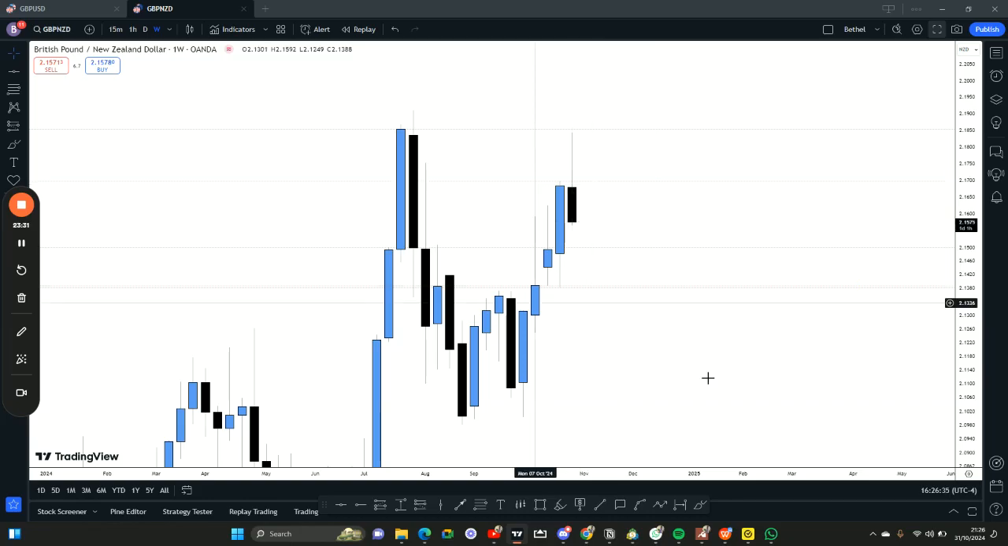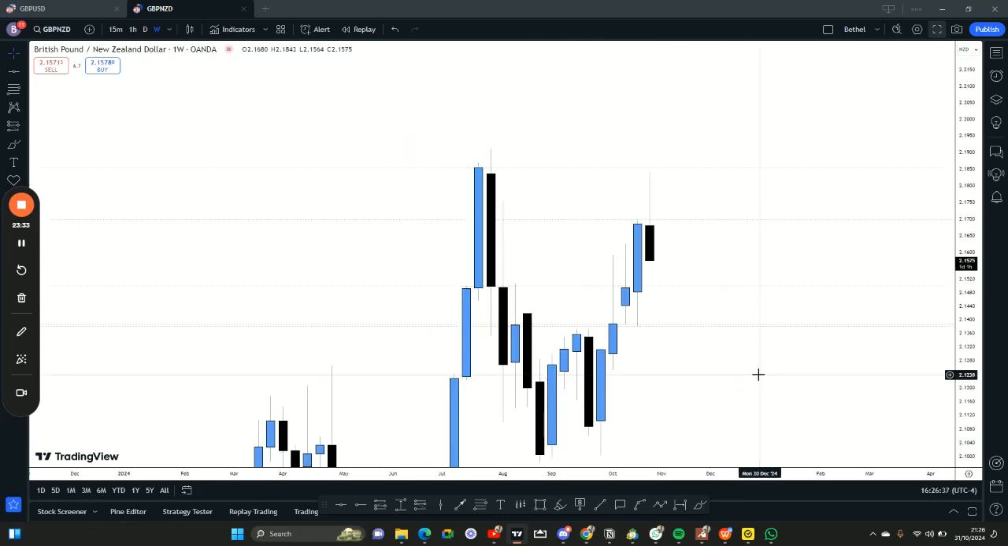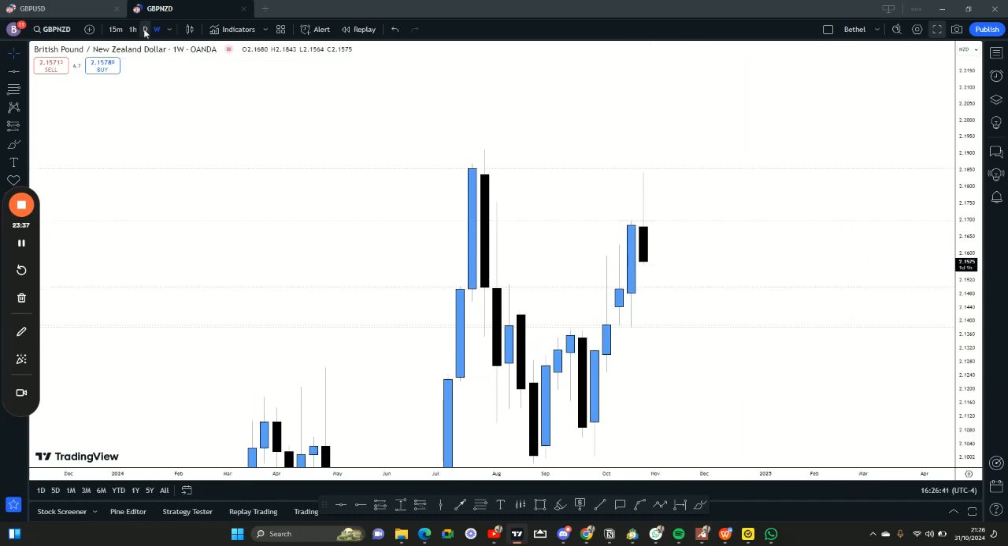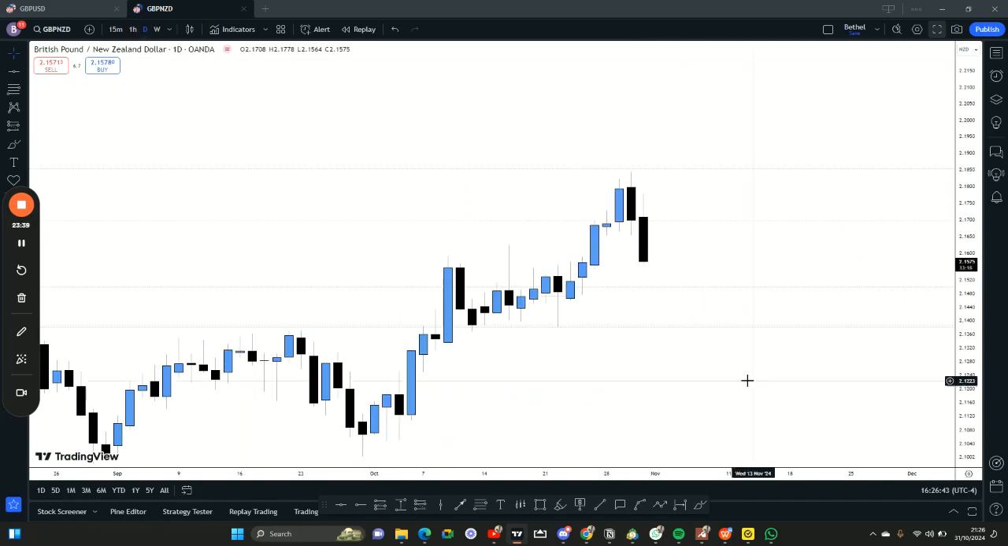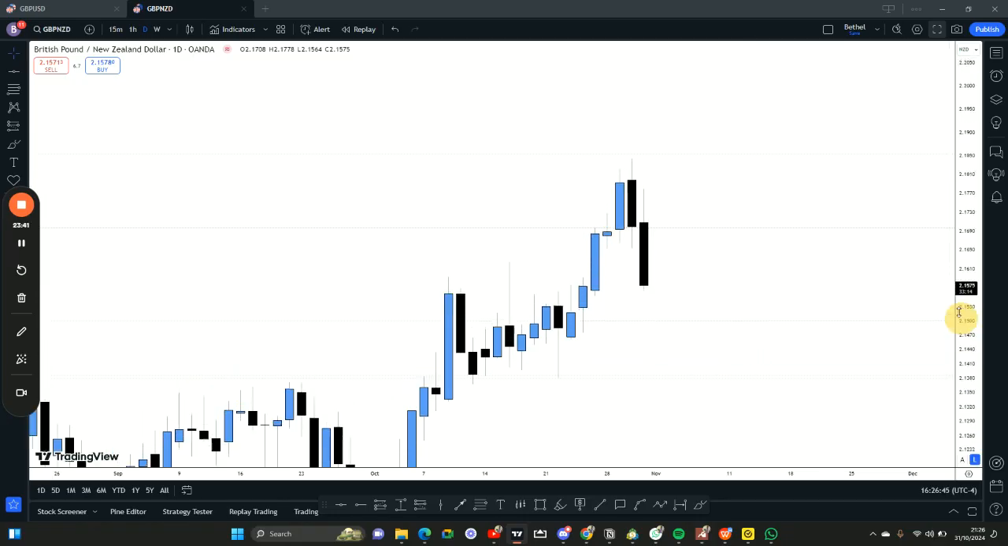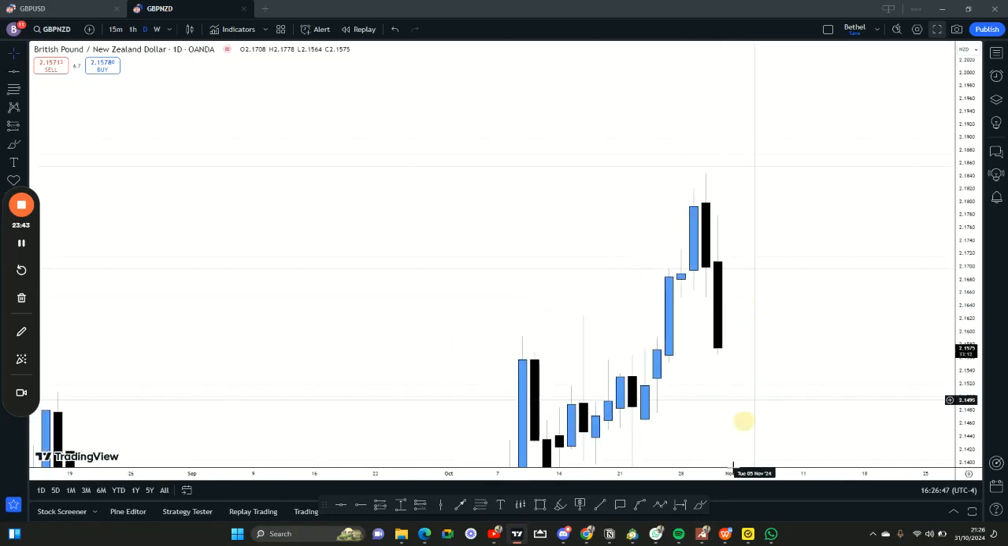After you have marked out this weekly, you can see you already understand why I have all these weekly levels here. Alright, so we then go to the daily. So what are we looking at on the daily time frame here?